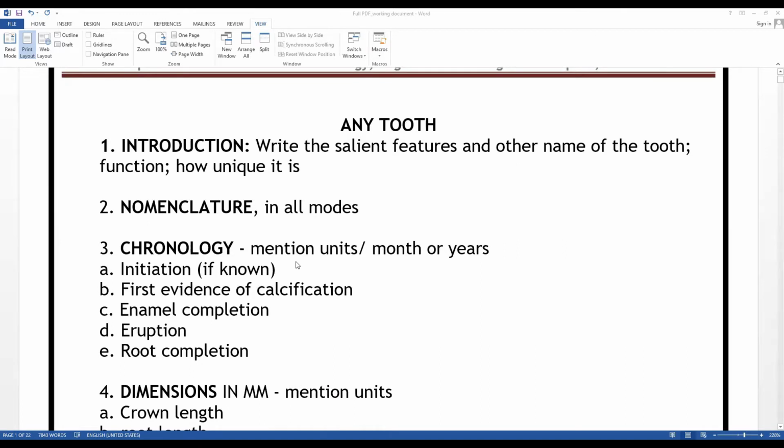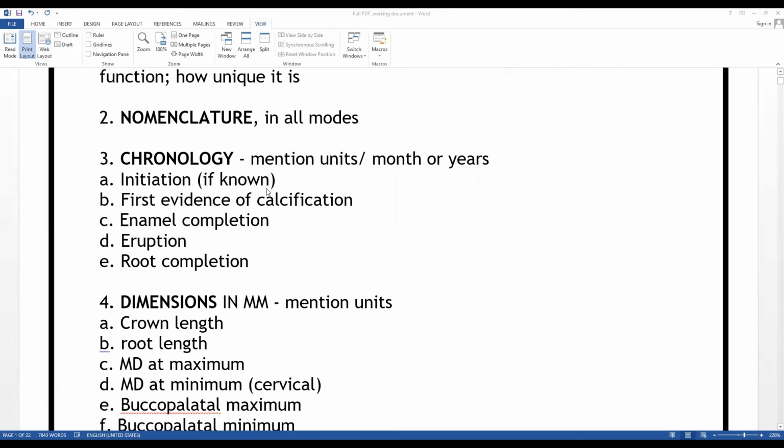Usually talk about the initiation if it is mentioned, or the first evidence of calcification in weeks or months, the approximate range of enamel completion in months or years, the approximate months or years of eruption of that particular tooth, and the expected root completion in the normal course of events. All this has to be written very clearly. I would say preferably put a table with a range, not a particular month or year, but a range, say 15 to 16 months or 16 to 20 months, and be as close as possible. You can refer to Wheeler's for all the ranges for chronology.